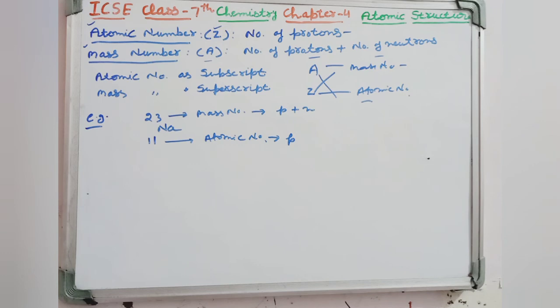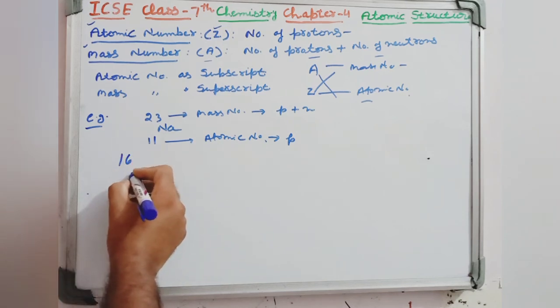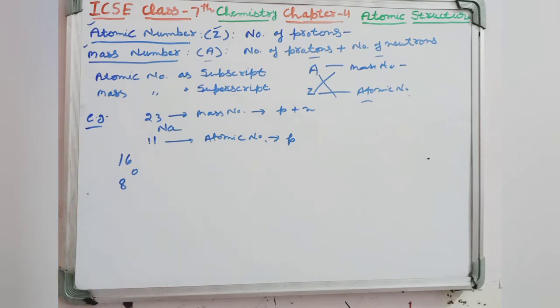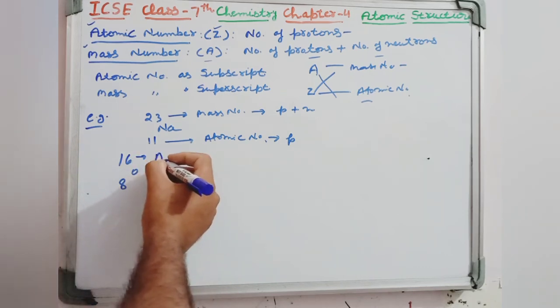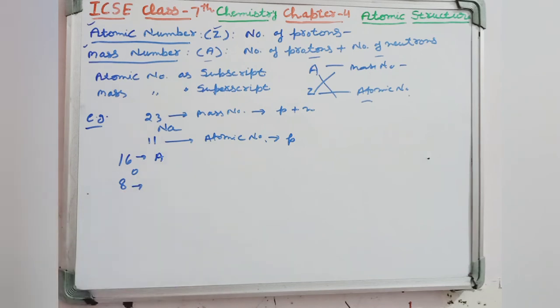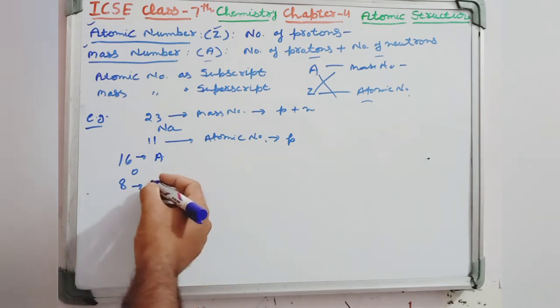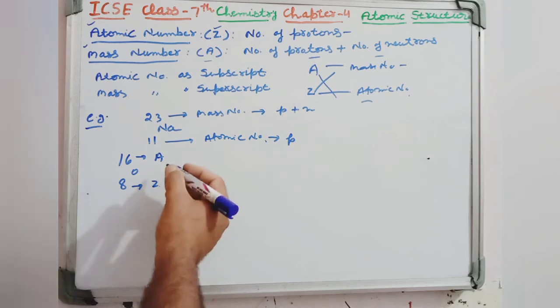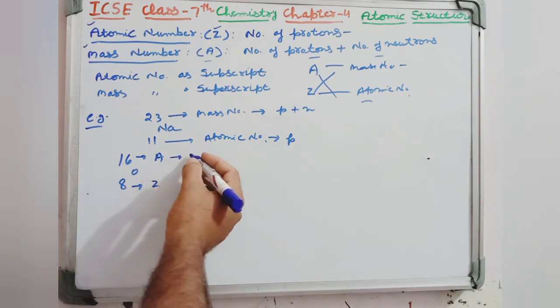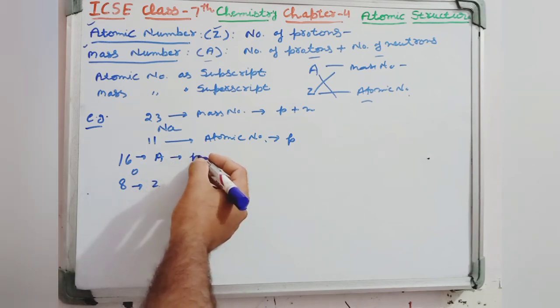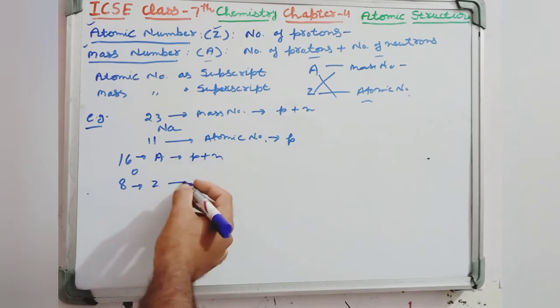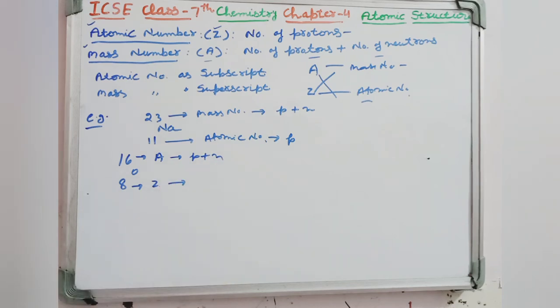Now if I want to write the configuration of oxygen, I will write it like this. This shows the mass number A and this shows the atomic number Z. Right? Mass number means the number of protons plus neutrons, and Z means the number of protons only.